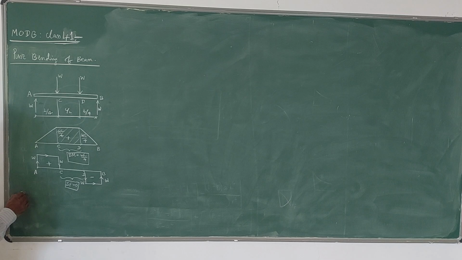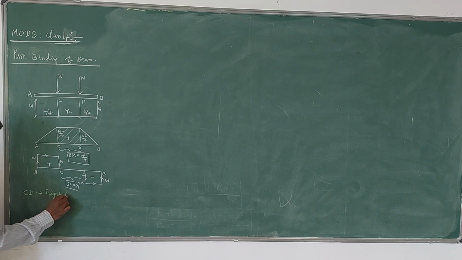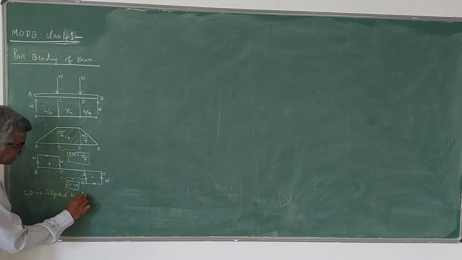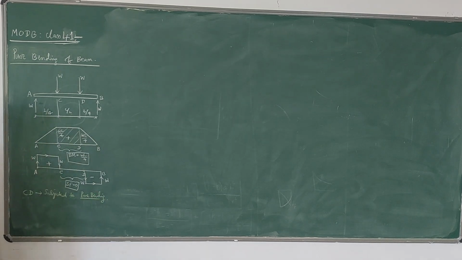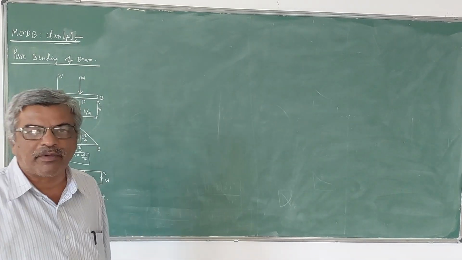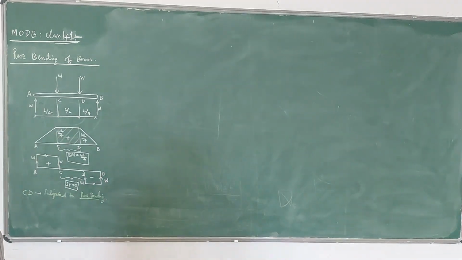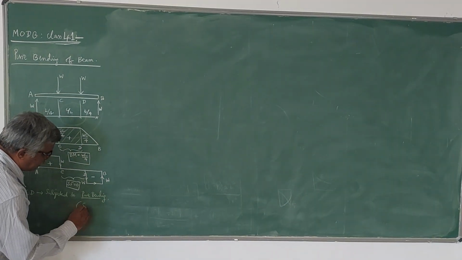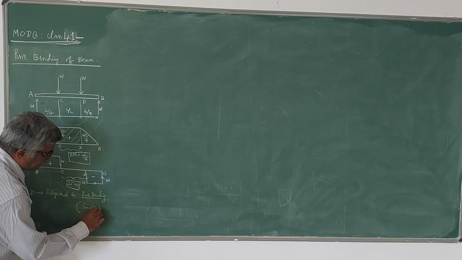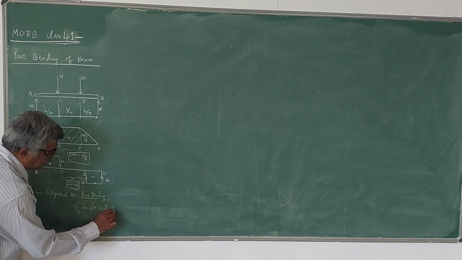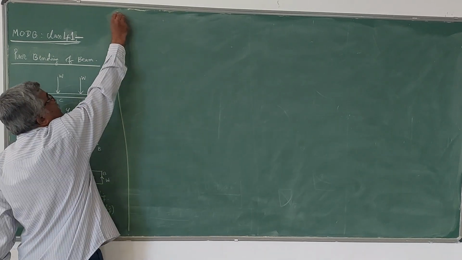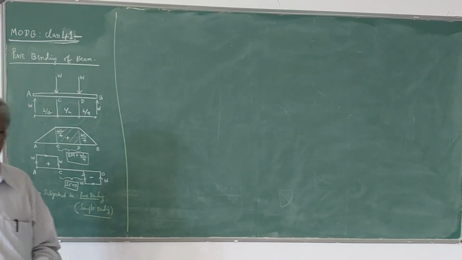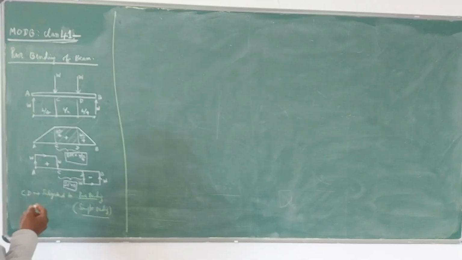So we say that region CD is subjected to pure bending. Pure bending means if a portion of the beam is subjected to constant bending moment and 0 shear force, that portion is called pure bending, or is also called simple bending. So only bending moment will be there between C and D. There is no shear force. That is the thing. So in elasticity, we can obtain the pure bending equation.